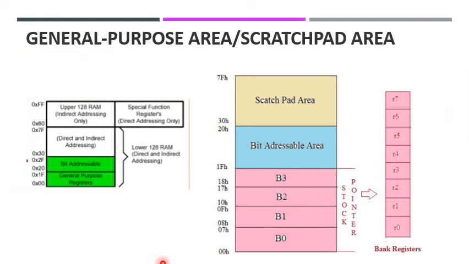The rest of the RAM from 30H to 7FH can be addressed directly or indirectly using the direct or indirect addressing mode respectively. Therefore, it is also called scratchpad memory. You may read or write full bytes of data at these locations.